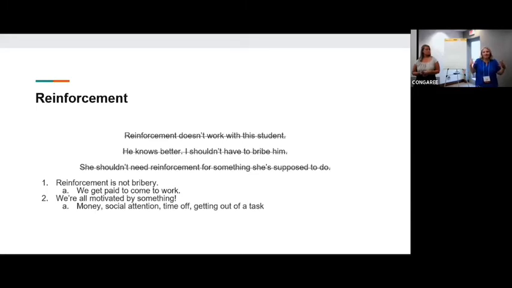Some of our kids might not care about social praise, but when we pair it, here is your token, you did such a great job, that was awesome, I'm pairing that social praise so that they learn that social praise is a good thing. That's something I want to work for too. And that's something that's free that we all like.